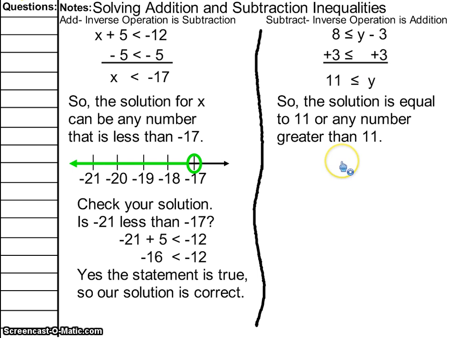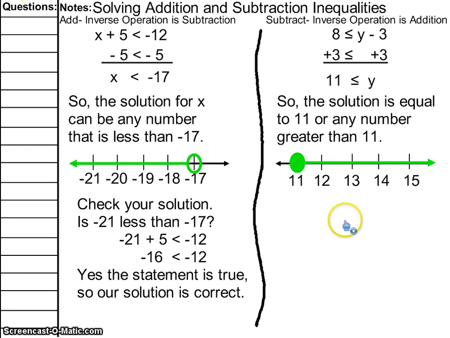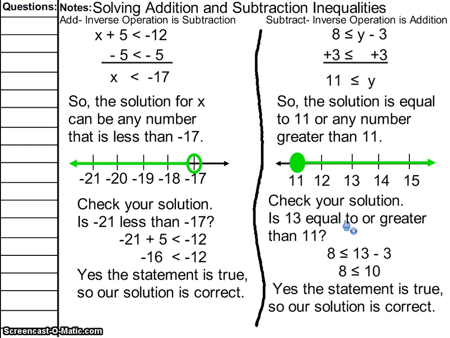What that looks like graphed is, since we have "or equal to," we're going to have a shaded circle on 11, and then every number that is greater than 11. To check our solution, let's pick a number that's larger than 11. Let's go with 13. Is 13 equal to or greater than 11?